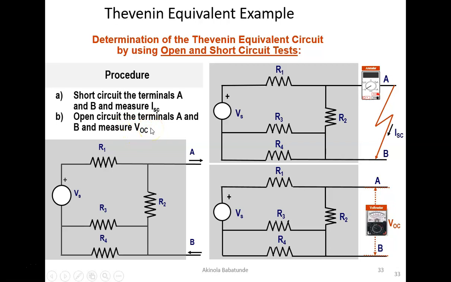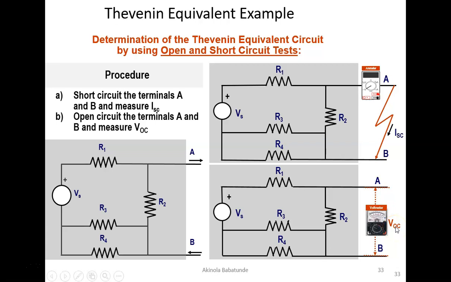Don't forget, here we are carrying out tests. So the first test would be to short circuit terminals A and B. This is terminals A and B. When you short circuit it, you can easily measure your I short circuit using an ammeter, and then you record your value. Again, after that, you open circuit the terminals A and B, and with that, you can use a voltmeter to measure your open circuit voltage.